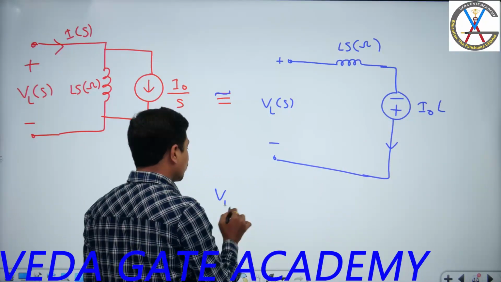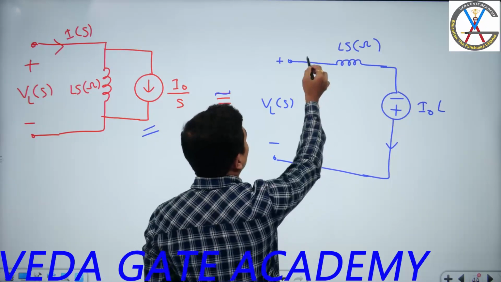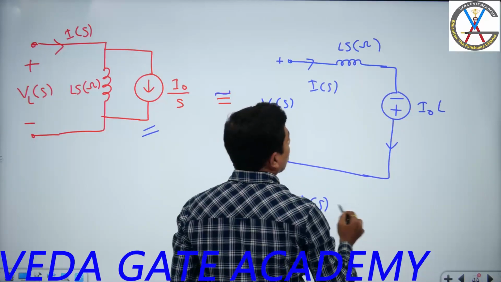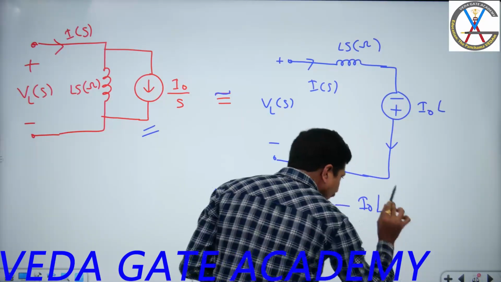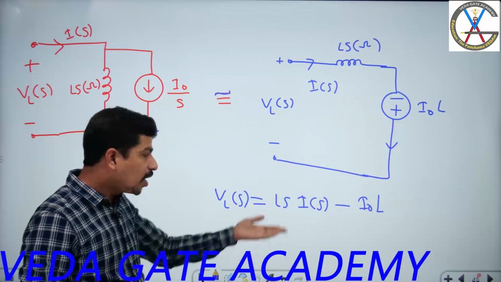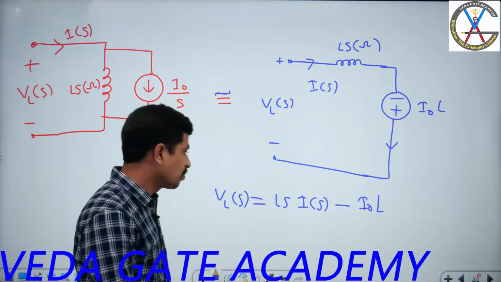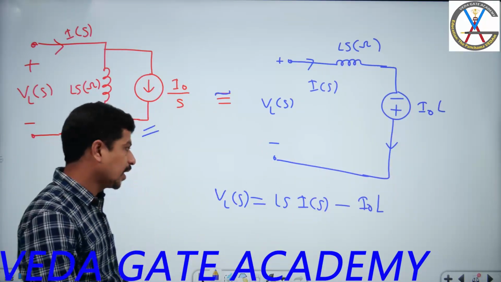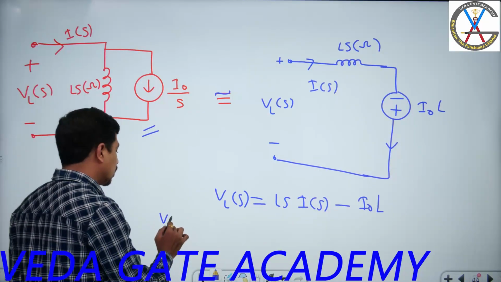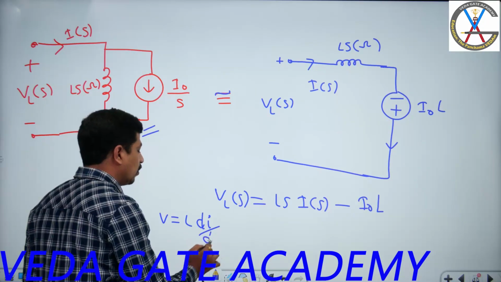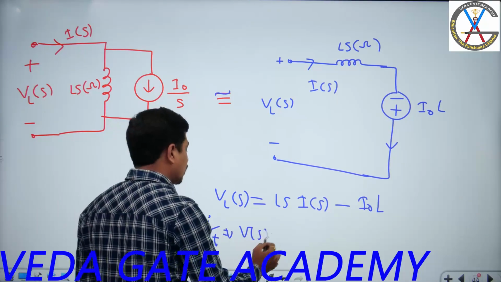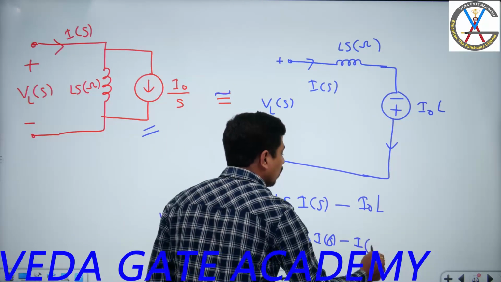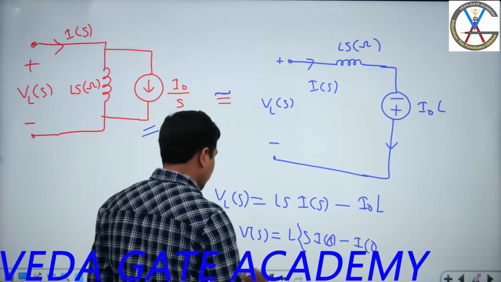Now tell me, what is VL of S? VL of S is equal to Ls into I of S minus I0 into L. If you remember, we wrote this one previously. Just here itself we can write what we got. V is equal to L di by dt. Now if I apply Laplace, V of S is equal to L into S into I of S minus the initial current I of 0, which we are writing as I0.